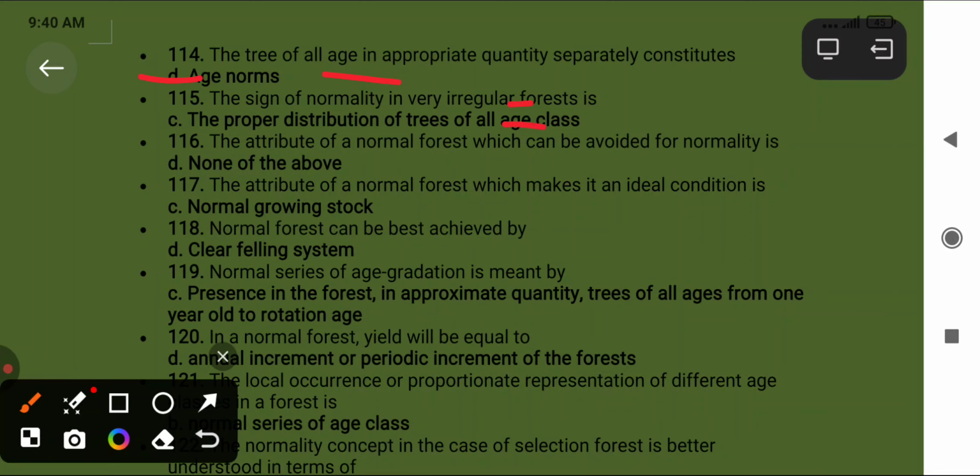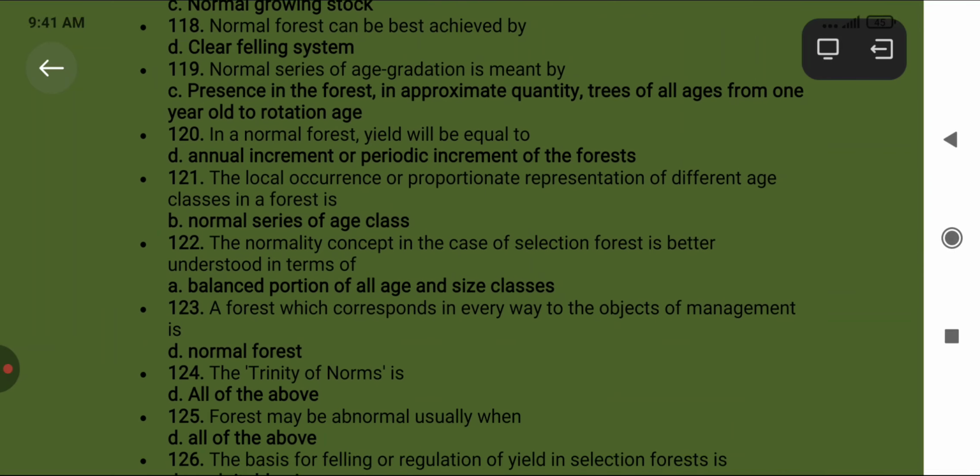The attribute of a normal forest which can be avoided for normality is normal, and the attribute of a normal forest which makes it an ideal condition is normal growing stock. Normal forest can be best achieved by clear felling system. Normal series of age gradation is meant by presence in the forest in appropriate quantity of trees of all ages from 1 year old to rotation, and in a normal forest yield will be equal to annual increment or periodic increment of the forest.